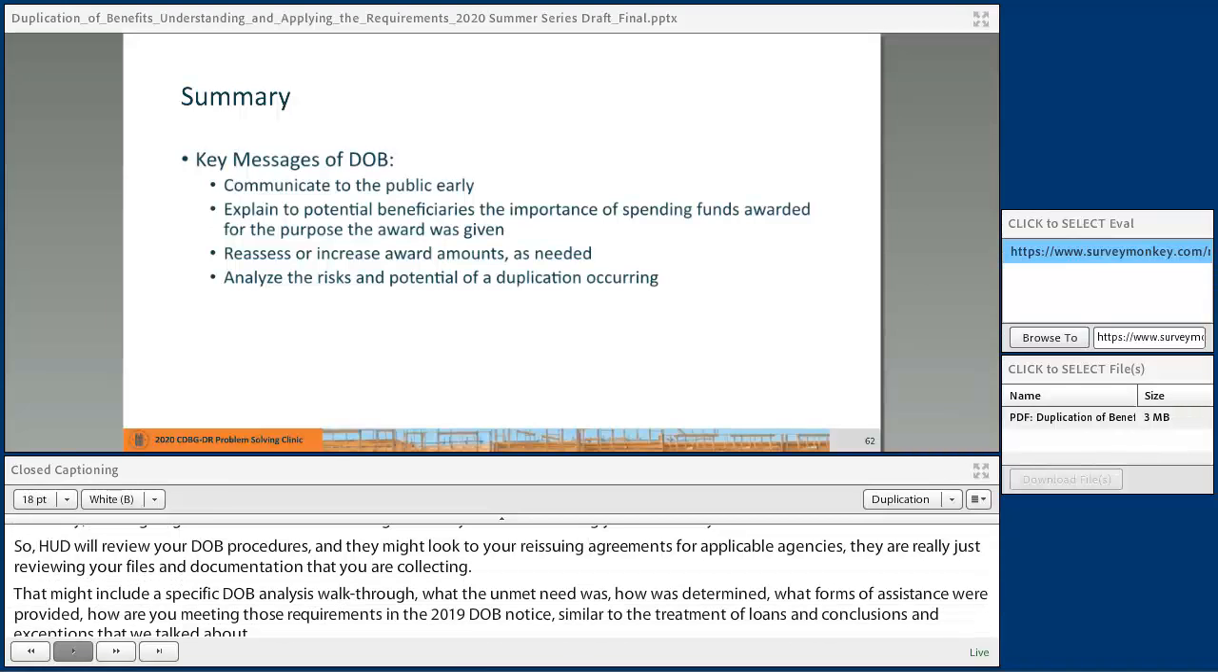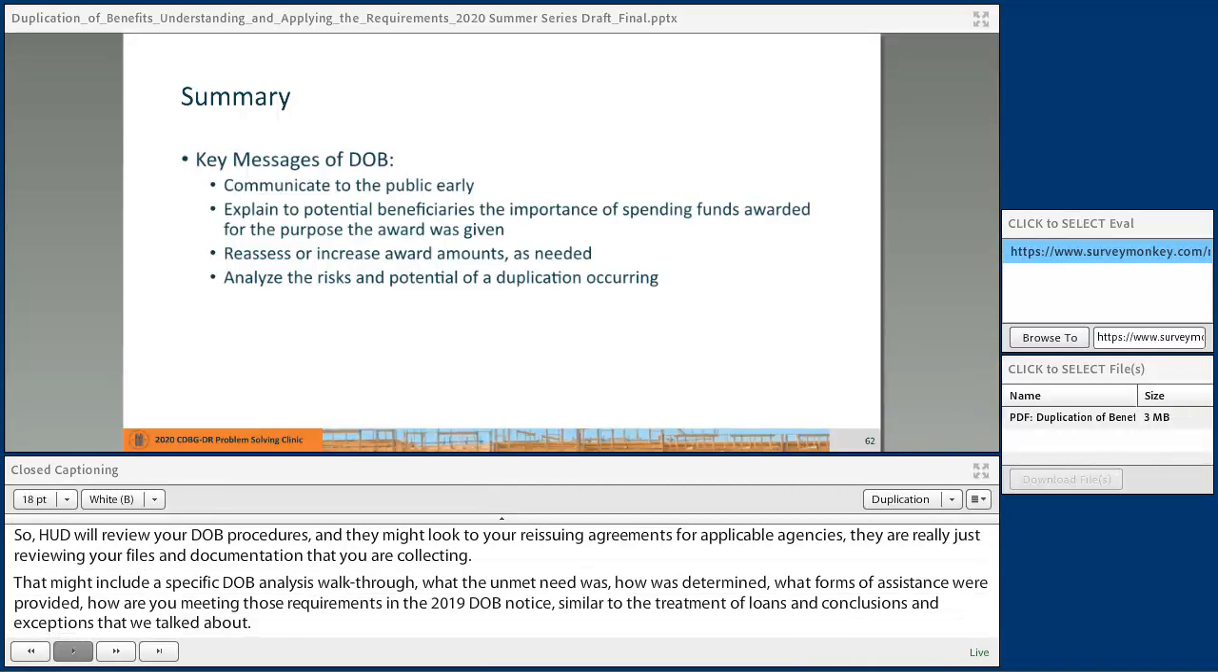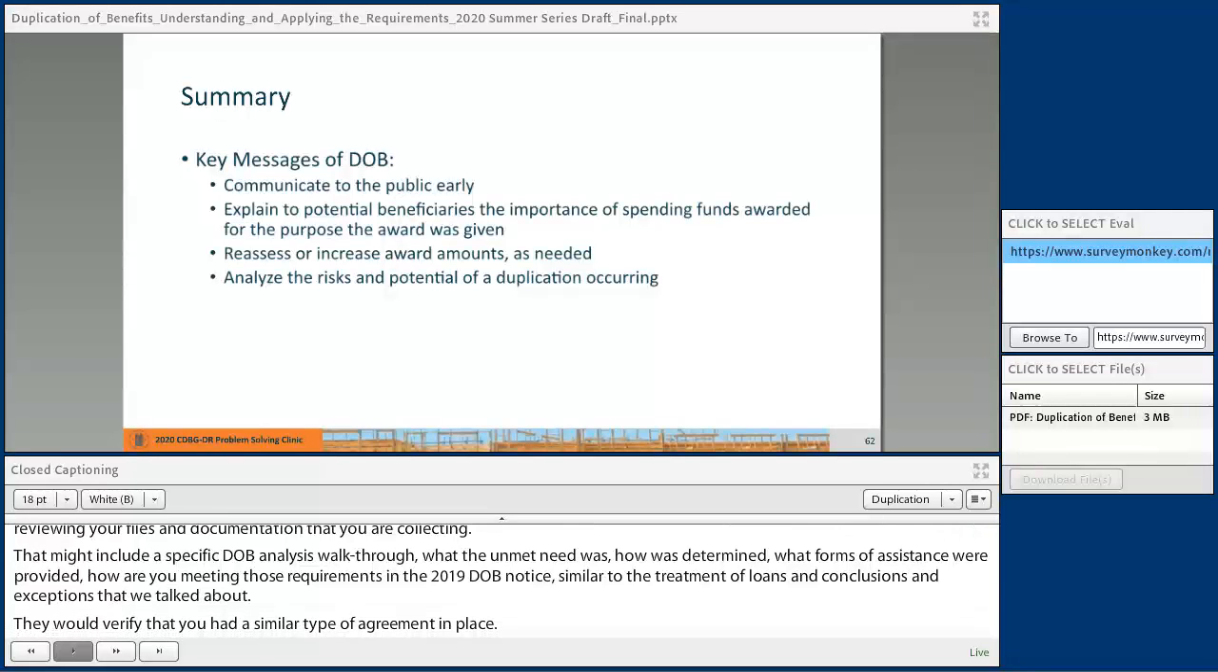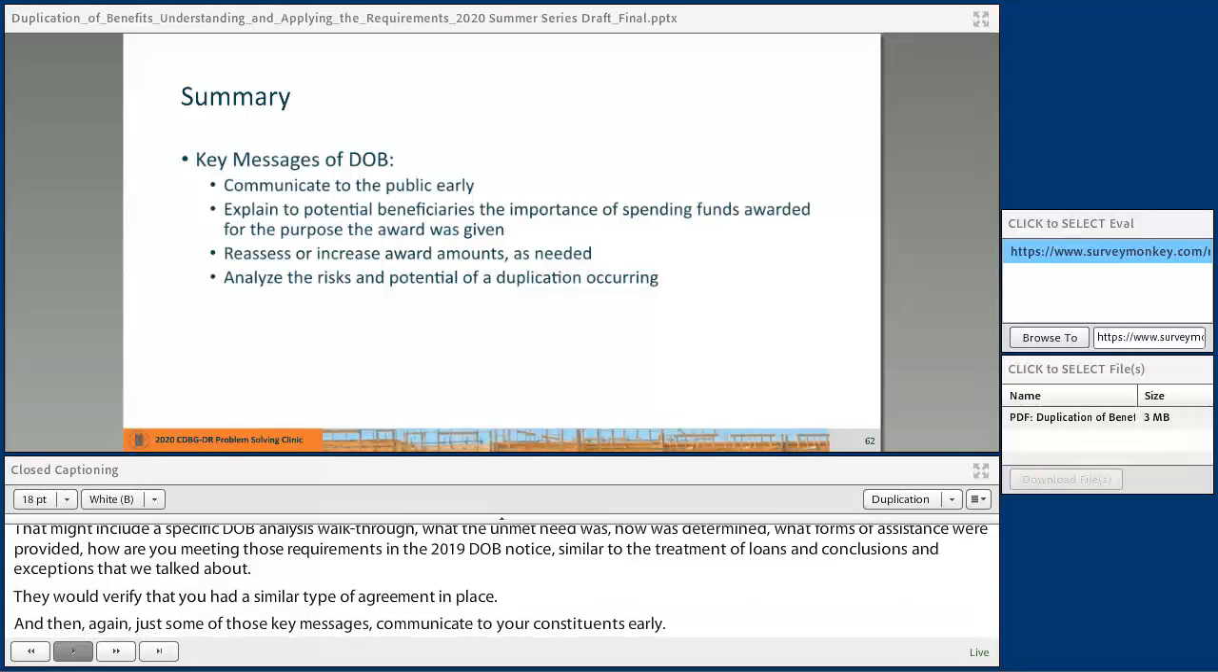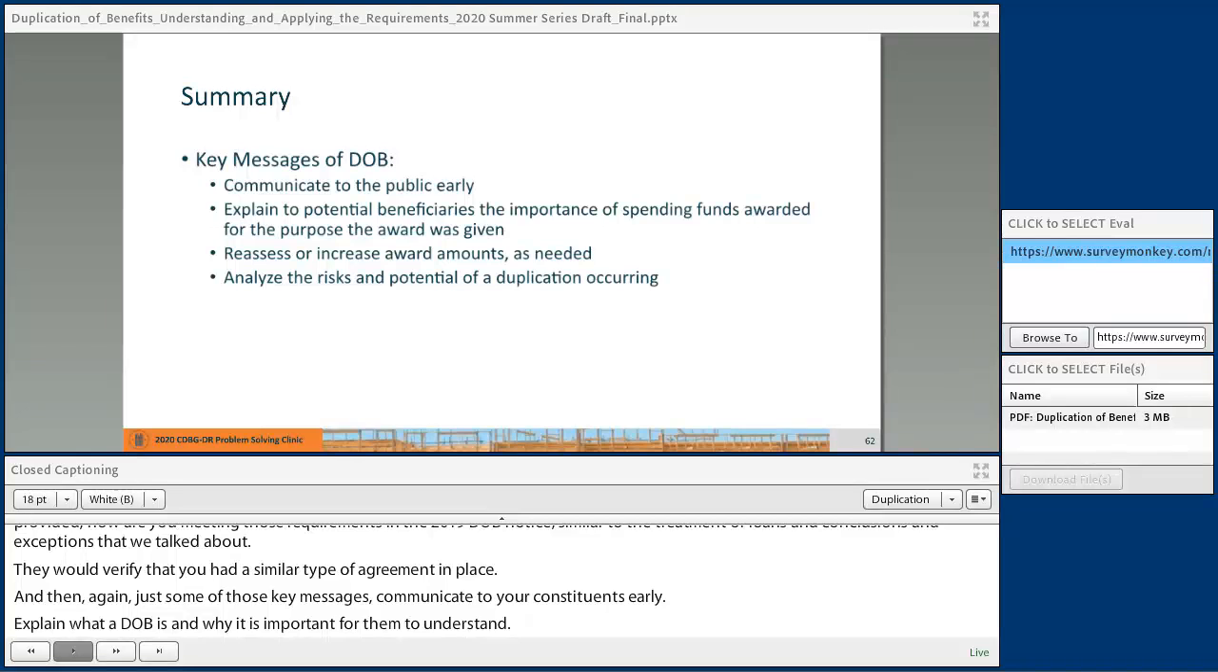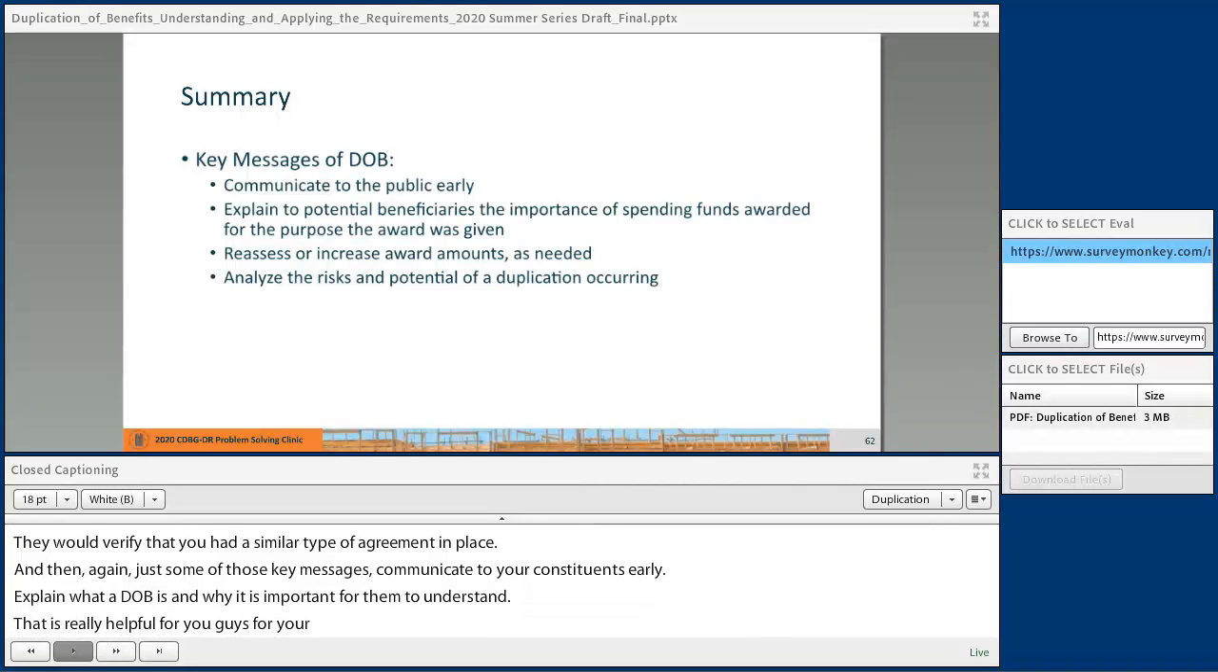And then again, some of those key messages: communicate to your constituents early. Explain what a DOB is and why it's important for them to understand. That's really helpful for you and for your beneficiaries to eliminate surprises on the front end where you can, and help make everyone's lives a little bit easier, just to understand the process, because it can be very complex and overwhelming.